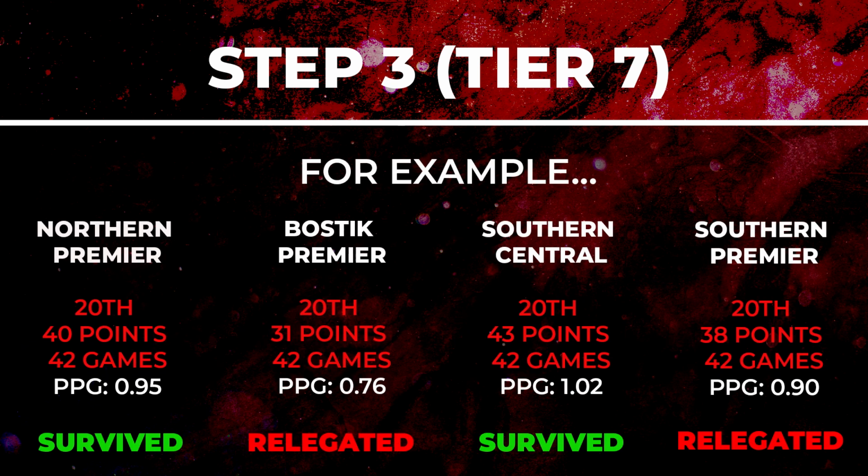Just to map this out, for example, looking at the 20th place teams, in theory, for the 4 leagues in step 3, if one's got 40 points, one's got 31 points, one's got 43 points, one's got 38 points, you can see the points per game ratio below, and the lowest 2 are the Bostik Premier 1 with 0.76 and the Southern Premier 1 with 0.90. So those 2 teams were relegated, but the other 2, because they got a higher points per game ratio, will survive.